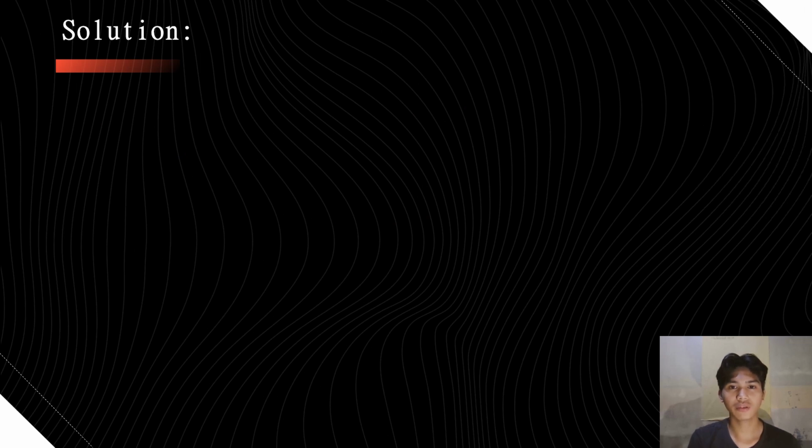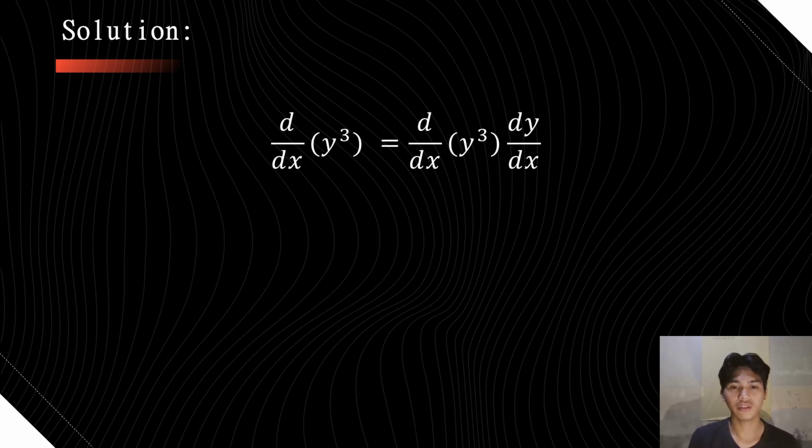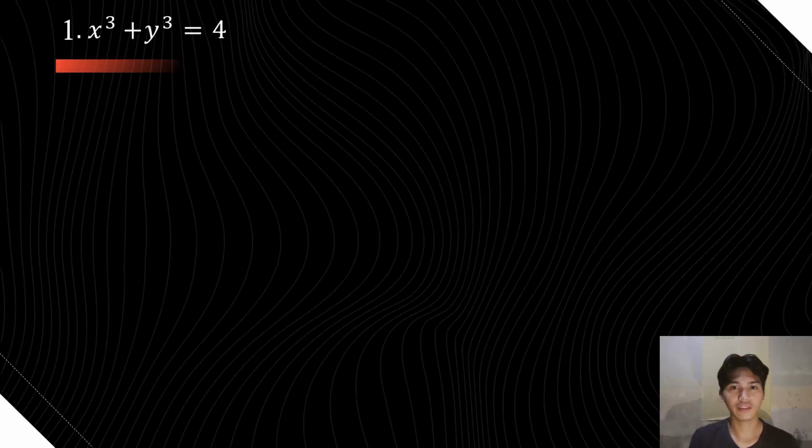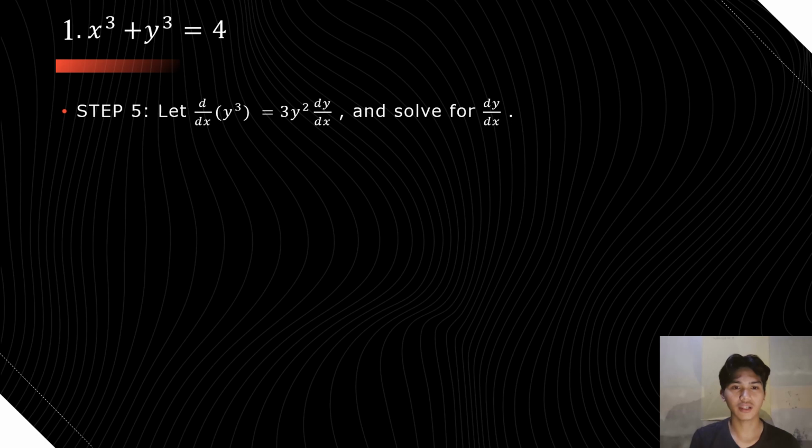So, to differentiate y cubed by the use of the chain rule, we multiply by dy over dx. The derivative of y cubed is equal to the derivative of y cubed times dy over dx. And by the use of the chain rule, we write the answer as 3y squared times dy over dx. Then in step 5, let d over dx of y cubed be equal to 3y squared times dy over dx, and solve for dy over dx.